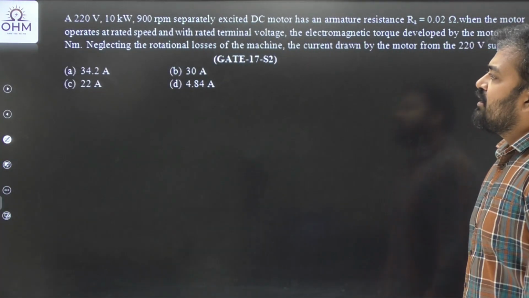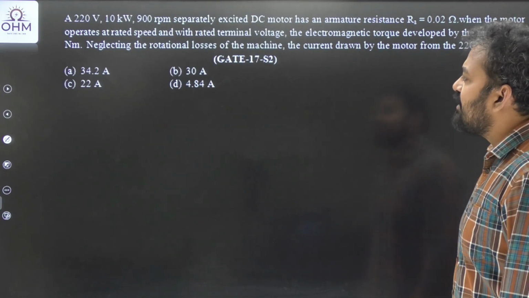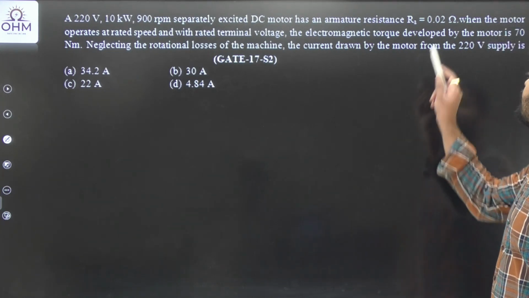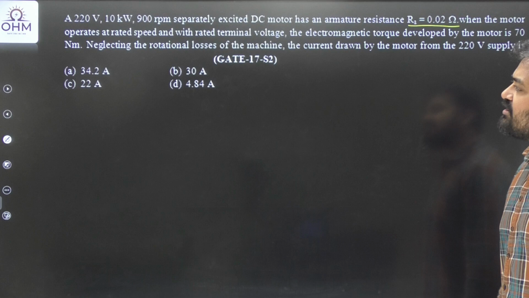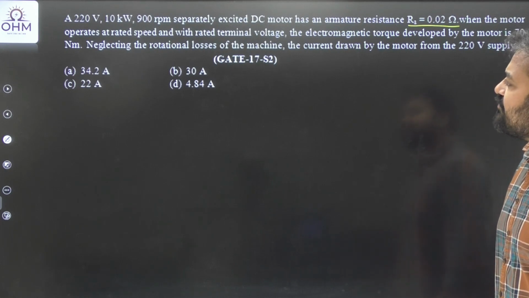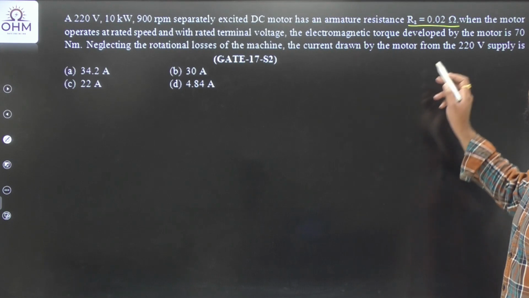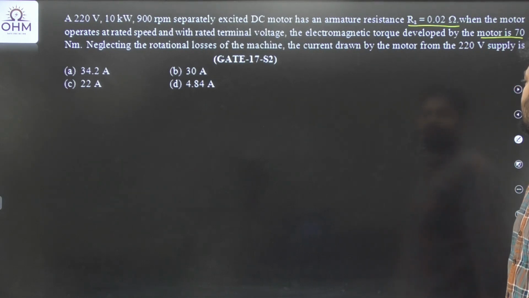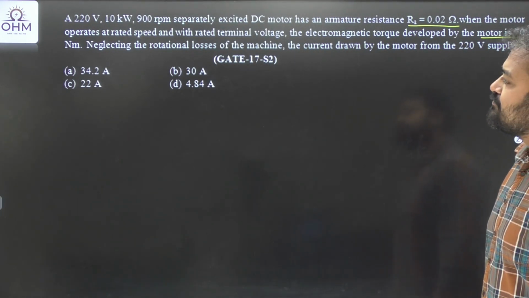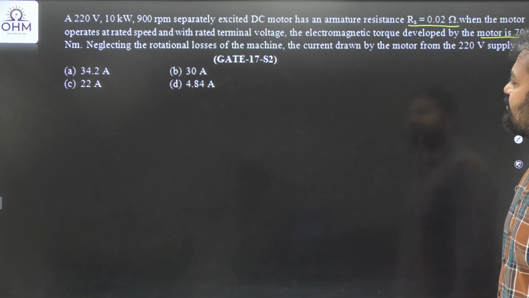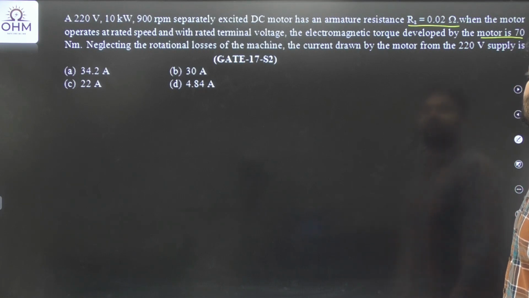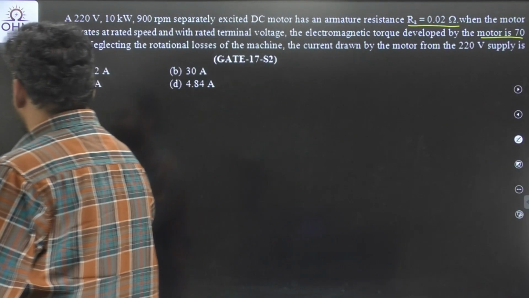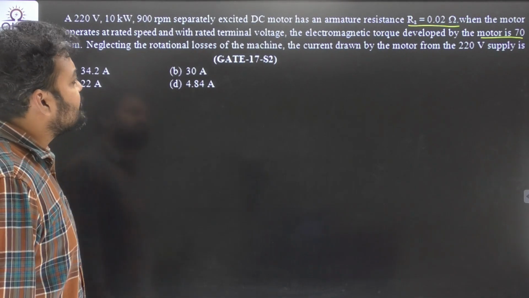Read the problem. A 220 volt, 10 kilowatt, 900 RPM separately excited DC motor has an armature resistance of 0.02 ohm. When the motor operates at rated speed and with rated terminal voltage, electromagnetic torque developed by the motor is 70 Newton meter. Neglecting the rotational losses of the machine, the current drawn by the motor from 220 volt supply is how much? This is the question we need to answer. So let's try to answer this problem.